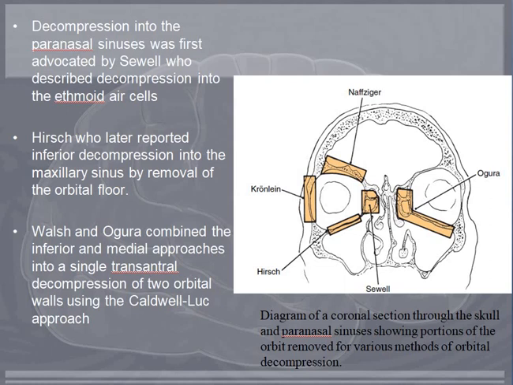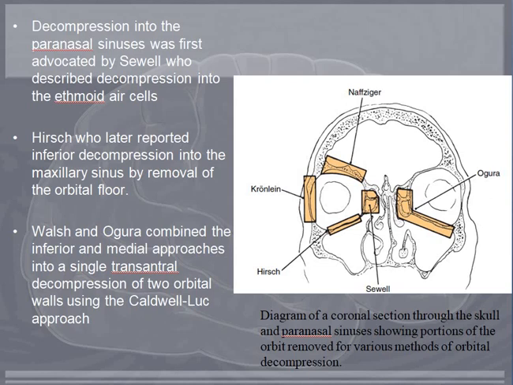Now the decompression into the paranasal sinuses was first advocated by Sewell, who described the decompression into the ethmoid air cells. These are the ethmoid air cells. So Sewell advocated this decompression into the paranasal sinuses. Hirsch later reported the inferior decompression into the maxillary sinus by removal of the orbital floor. So this orbital floor is removed and decompression is into the maxillary sinus.